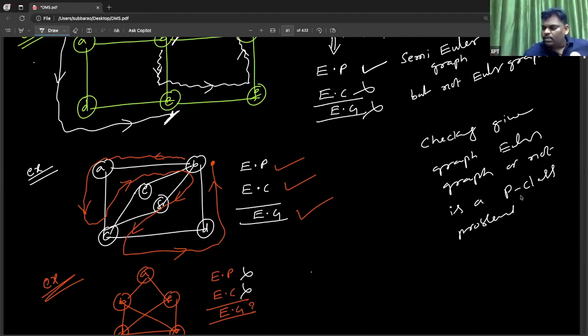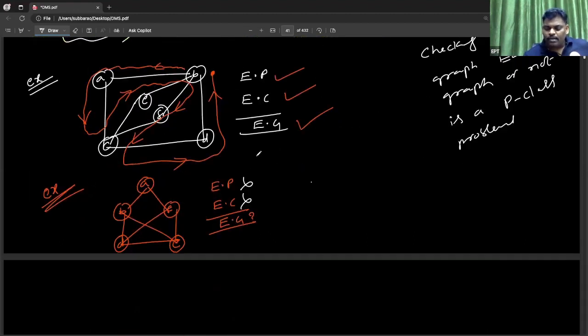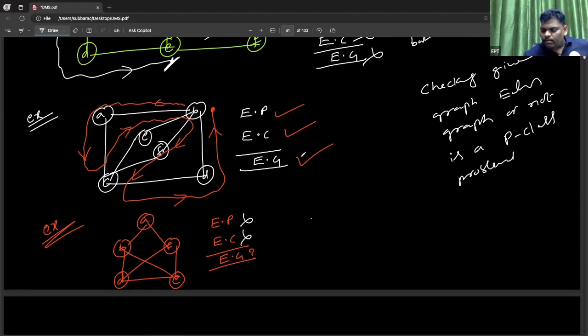Some people are asking, sir, how? Very simple. That's what Raj mentioned a few minutes back. Sir, anything related to degree? Sir, anything related to vertices? I am giving the answer. Very simple. If you want, you can check this problem.